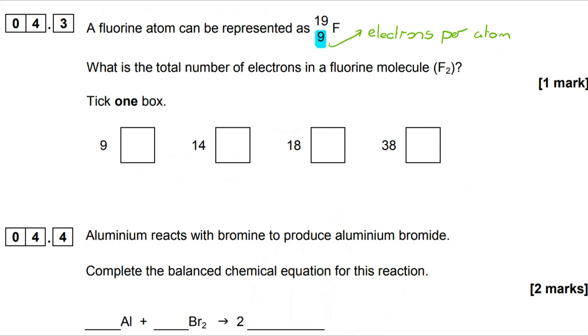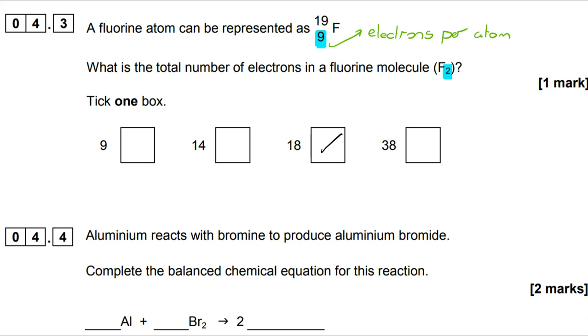There are 9 electrons per atom. We know that because the atomic number is 9. That means there are 9 protons, and in an atom, the number of protons equals the number of electrons. But we're dealing with F2, so that means 2 times 9. Correct answer is 18. On to 4.4, aluminium reacts with bromine to produce aluminium bromide.